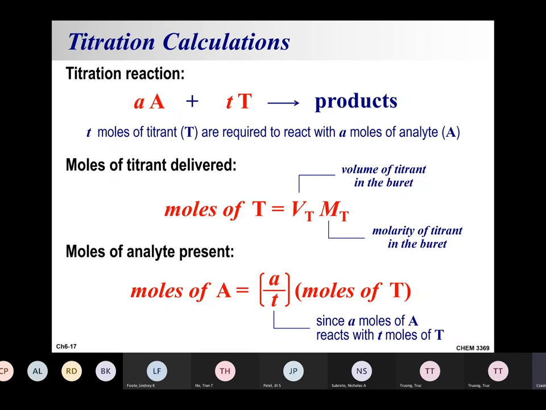And then back to the reaction, right? The moles of analyte present has to be equal to the moles of the titrant multiplied by the ratio of the moles of the analyte to moles of the titrant in the reaction. The ratio of the stoichiometric coefficients from the reaction. Okay? If the reaction is 1:1, 1 mole of the titrant reacts with 1 mole of analyte, then the moles of analyte is just equal to the moles of the titrant.